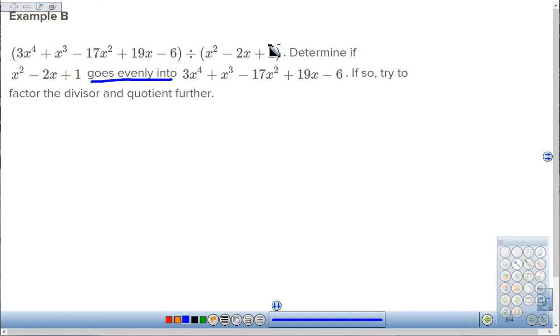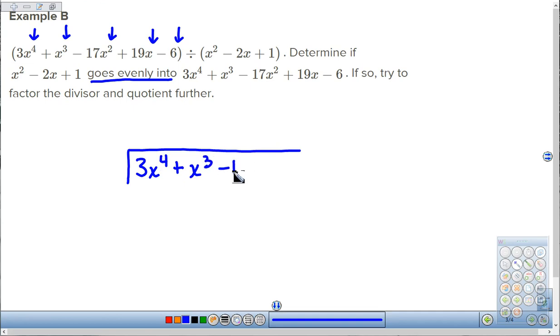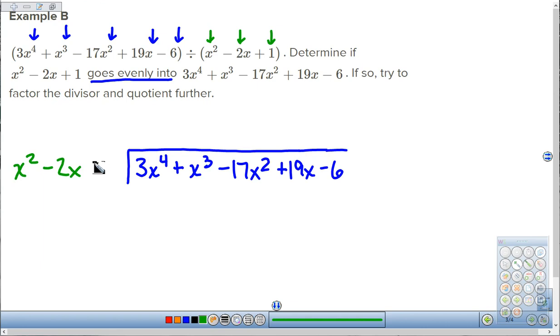We're going to take this polynomial, and we're going to divide it by this trinomial. Let's see what that looks like. Again, make sure that we have every degree accounted for, starting with 4 and working down. So here's what I have: 3x to the 4th plus x cubed minus 17x squared plus 19x minus 6. Okay, and what am I dividing by? I'm dividing by this trinomial. So I'm going to put that over here. We have x squared minus 2x plus 1.